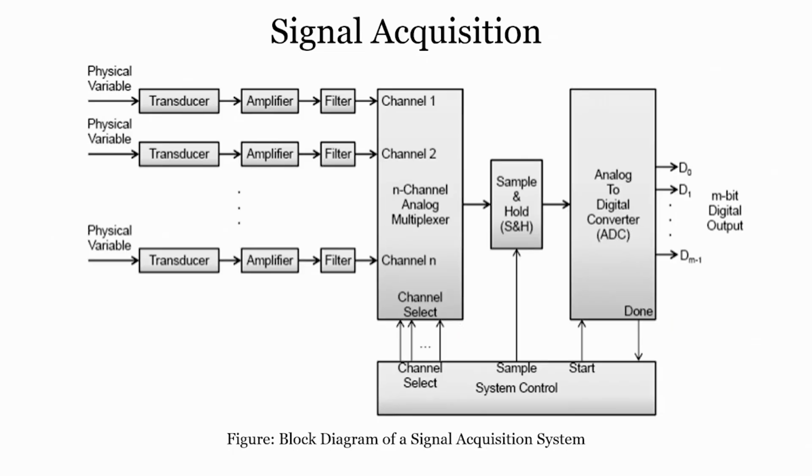So, this is a block diagram of a signal acquisition system. Here you can see the starting variable is a physical variable, followed by a transducer, followed by an amplifier, a filter, and then an n channel analog multiplexer, followed by a sample and hold circuit to the ADC, and then the channel select, start and stop, and sample and hold. The signals are given through the block shown here, which is your system control, right. So, this is how the signal acquisition system block diagram looks like.